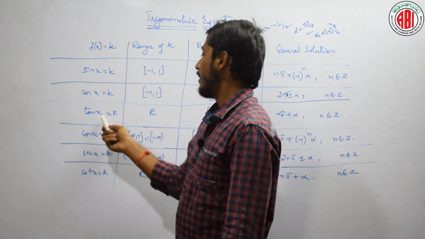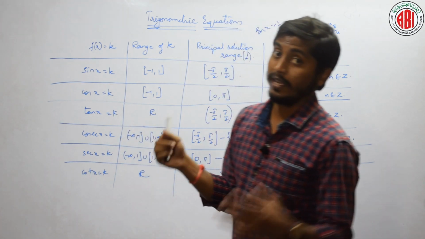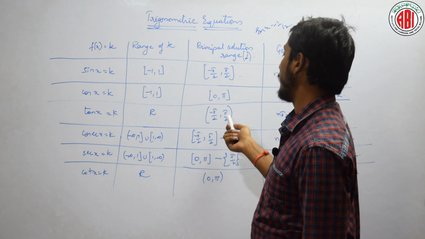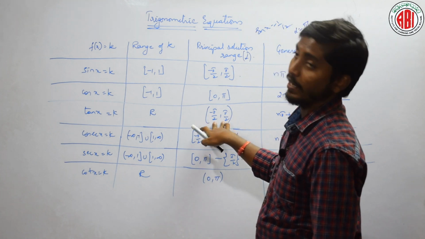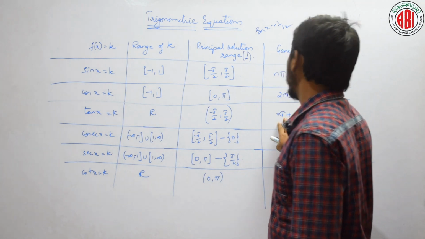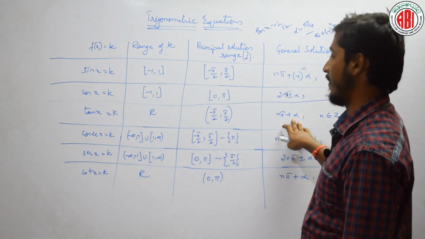Similarly, tan x equal to k can have a wide range of real values, and the principal solution lies between minus pi by 2 and plus pi by 2, excluding the values of pi by 2 and minus pi by 2. The general solution of tan x is n pi plus alpha.